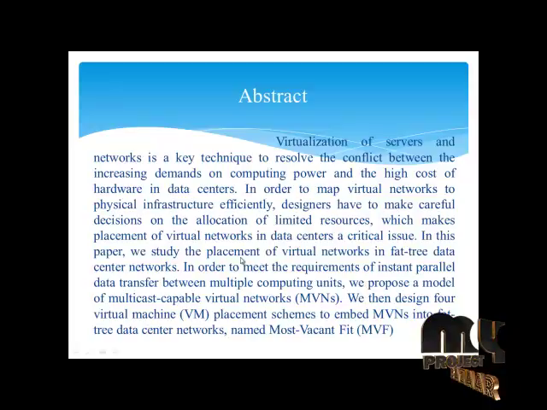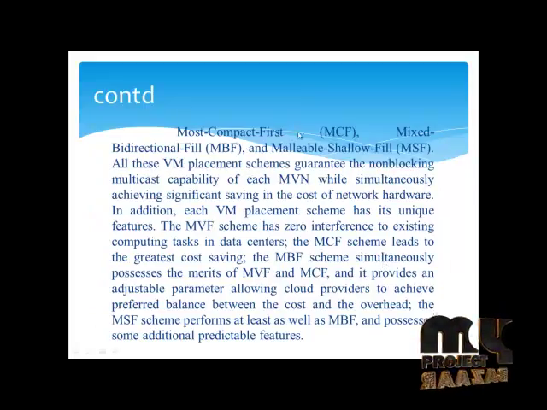In this paper, we study the placement of virtual networks in factory data center networks in order to meet the requirements of instant parallel data transfer between multiple computing units. We propose a model of multicast capable virtual networks (MVNs). We then design 4 virtual machine (VM) placement schemes to embed MVNs into factory data center networks, named Most Vacant Fit (MVF), Most Compact First (MCF), Mixed Bidirectional Fill (MBF), and Malleable Shadow Fill (MSF).